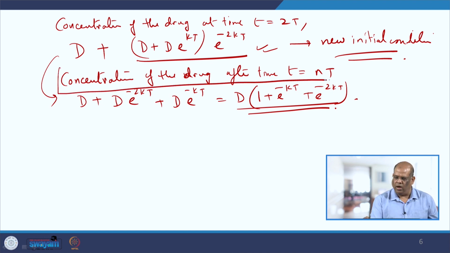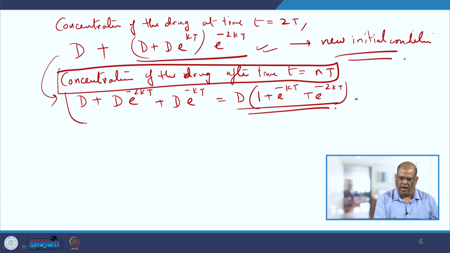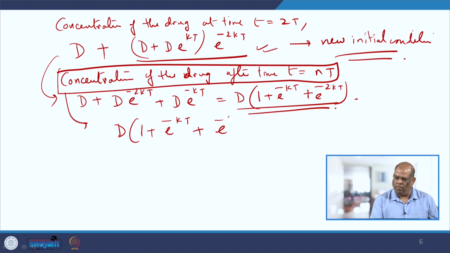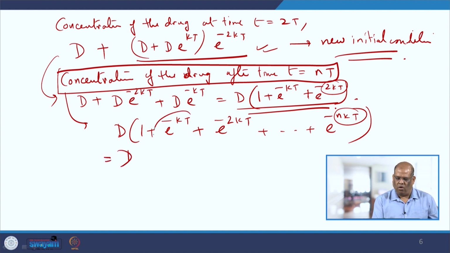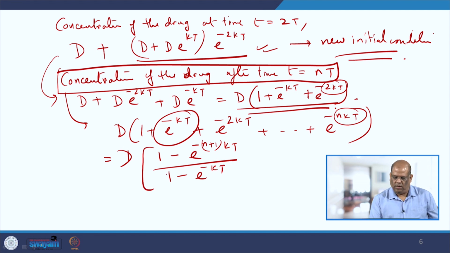So, the concentration of the drug after time t equal to nT can be written as D into 1 plus e to the power minus kT plus e to the power minus 2k times capital T and so on, plus e to the power minus nk times capital T. So, if it is t equal to 2T, here it is minus k times 2T. So, if it is t equal to nT, it is minus n times kT. And this comes in a GP series. So, if I want to find the sum with common ratio e to the power minus kT, it is 1 minus e to the power minus (n plus 1)kT divided by 1 minus e to the power minus kT. So, this is the concentration of drug after time t equal to nT.